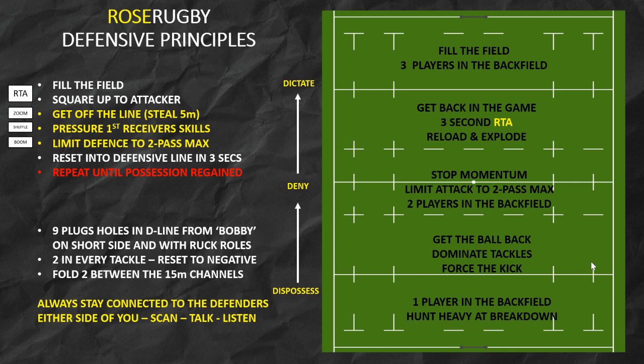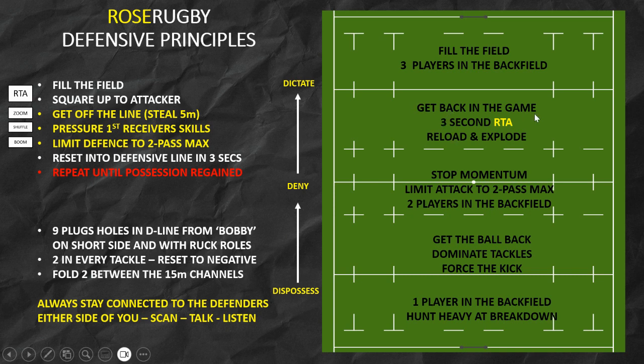When we get to the middle of the pitch, there's 50-22 opportunities. So we want to have 2 in the backfield, around either 15, so that we can cover the kicks. And if they kick long down the middle, that's fine. We've got the ball. If they kick into this space just short, then we've got our kick trap to sort it out.